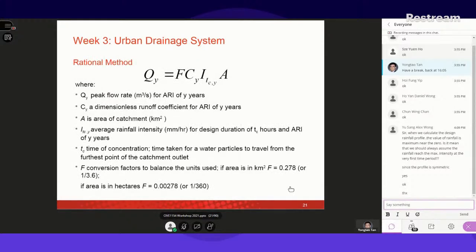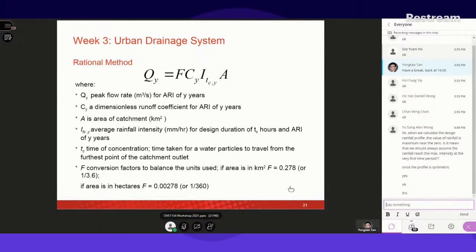So week 3 we talk about the rational method. Actually, the rational method is very easy to apply. So here are the equations, the formulas for the rational method.